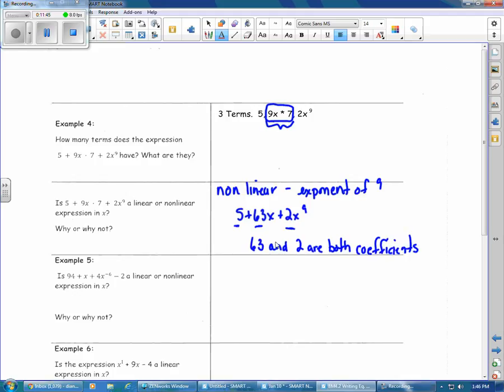Now, I cannot combine 63x and 2x to the ninth power because they don't have the same exponent. I can only add these terms together as like terms if they have the same exponent.